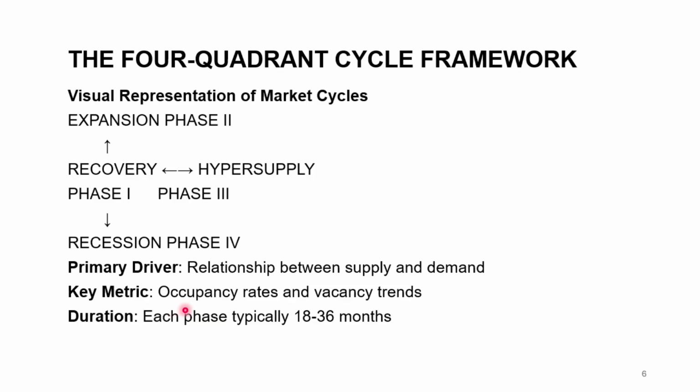The key metric to watch is occupancy rates and vacancy trends. These are the most direct indicators of the supply demand balance. And then we have phase duration, which typically ranges from 18 to 36 months per phase, though this can vary significantly based on market conditions and external factors. You will notice how the phases flow logically from one to another. Recovery leads to expansion, which creates conditions leading to hyper supply and eventually results in recession, which sets up the next recovery. So this basically is how the market cycle takes place.